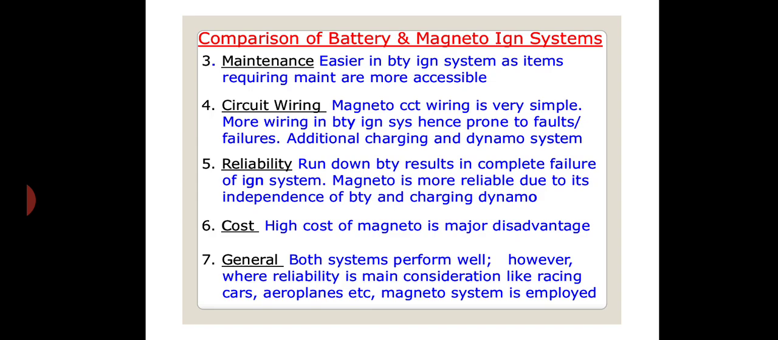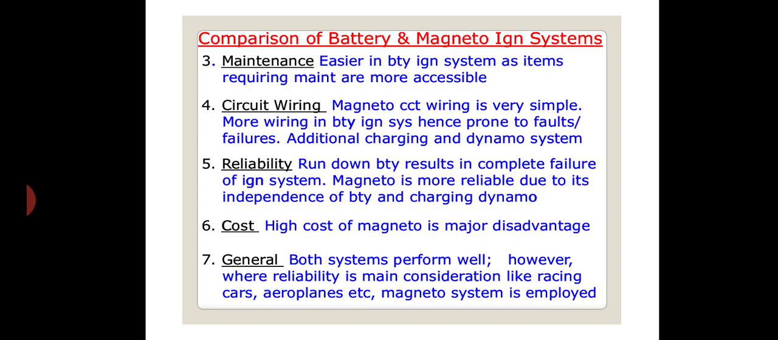Now the battery ignition system is a heavier system, due to the weight of the battery, but the magneto ignition system is lighter in weight. For this reason we apply the magneto ignition system in aero engines. Considering space, the battery ignition system occupies more space and the magneto ignition system occupies less space.